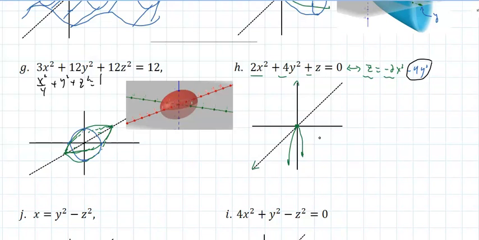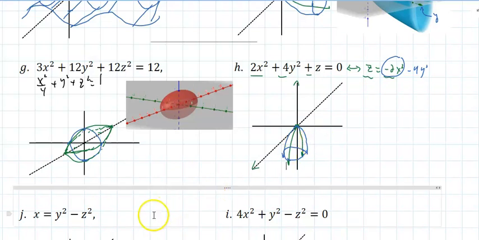Imagine that's really coming out of the page and into the page. If I zero out this, z equals negative 4y squared, that's going to open in the traditional way in the yz plane. It's going to be steeper. And to see it, you have to go from the blue to the green, to the blue to the green, and back. That's really how it looks.